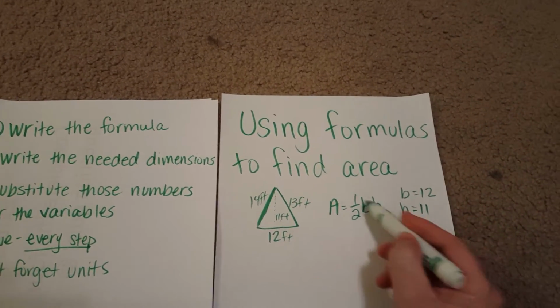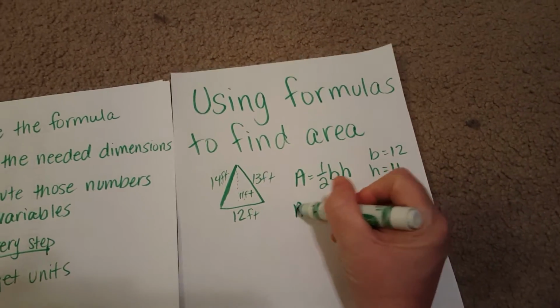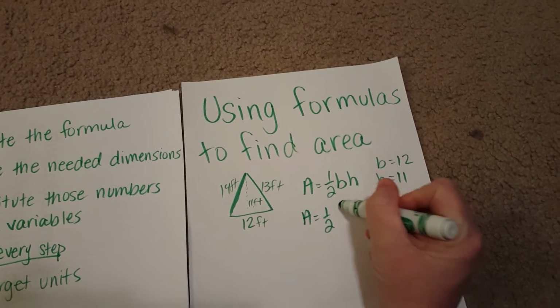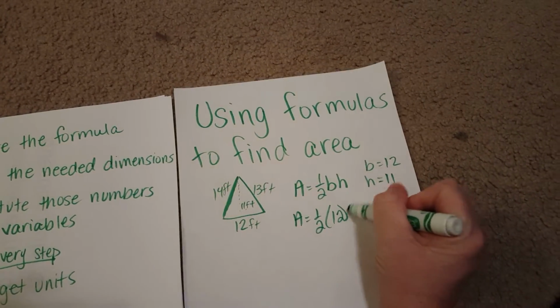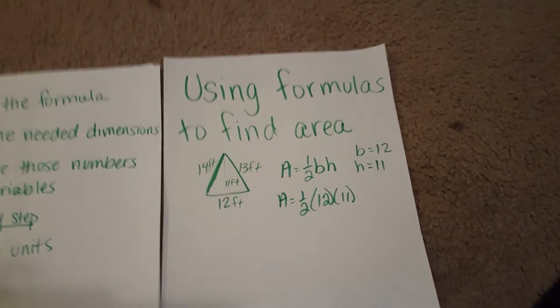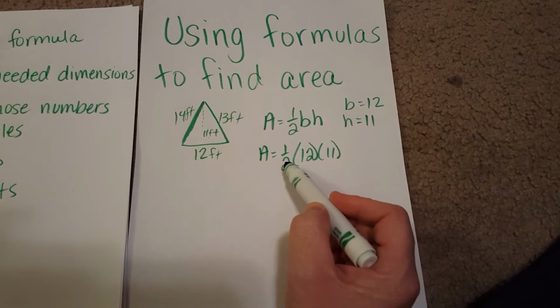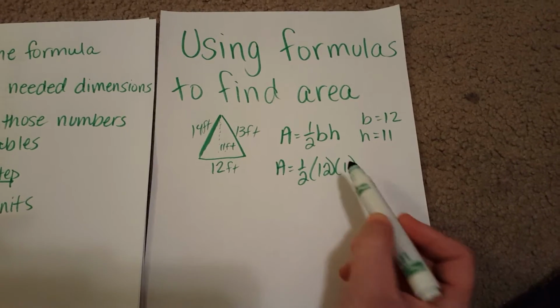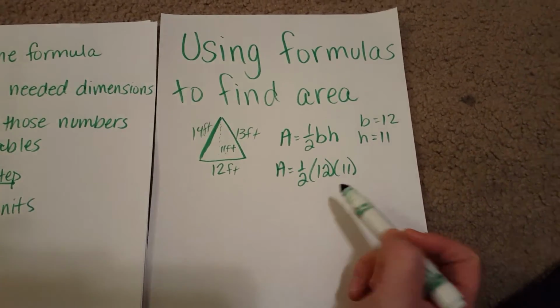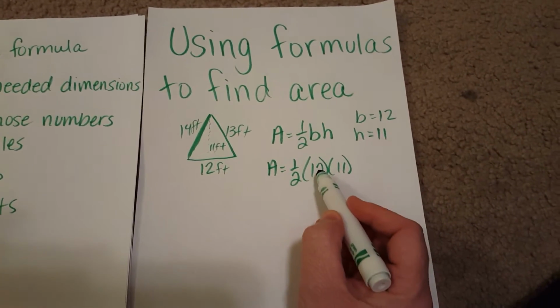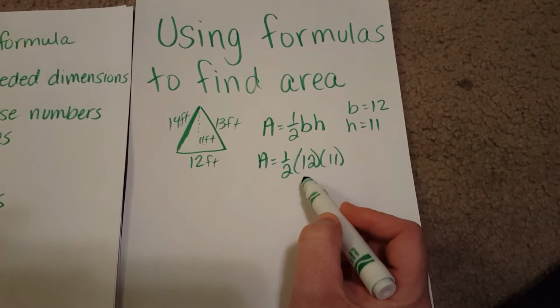So now that I know everything I'm going to need in that formula, I can start writing them down. I'm going to substitute the numbers for those variables. So I'm going to write A equals 1/2 of 12 times 11. Okay, there are a couple of ways you can do this. You can either multiply 12 times 11 first and then divide by 2, or you can say I'm going to take half of 12 and then multiply by 11. I'm going to do that this time because 12 is an even number. Sometimes the other option is better.